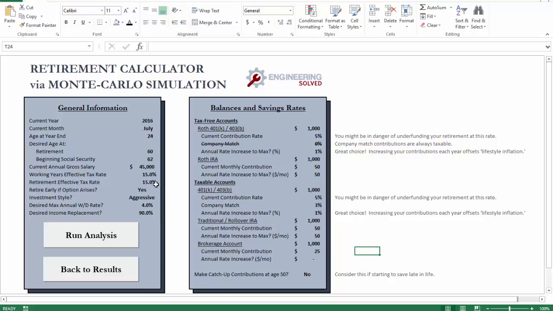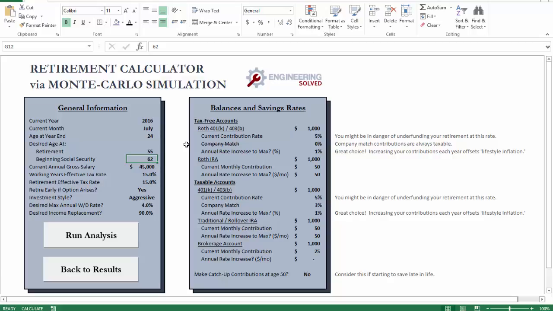Okay, let's get into the tool now. Similar to my prior, simpler tool, let's say the current year as of this recording is 2016, and the current month is July. Let's say you're 24 years old and you want to retire at 55. You want to retire a little early.